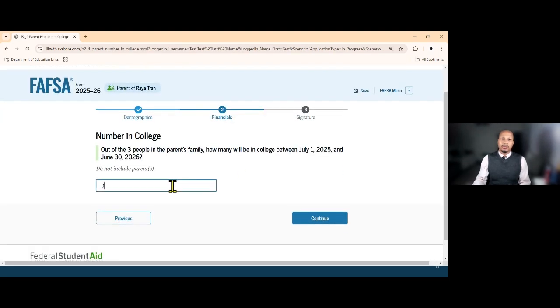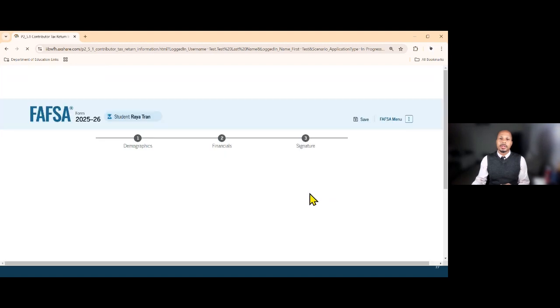Now we come into the number of individuals that are in college. Now this was a recent change as of last year, where that number in college does not have an impact on the determination of the student aid index. However, this question is still asked. Now, outside of how many people in the family will be in college, you're going to go ahead and hit 1. You're not to include parents, so don't include yourself.